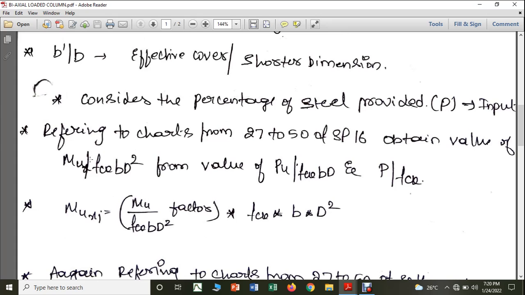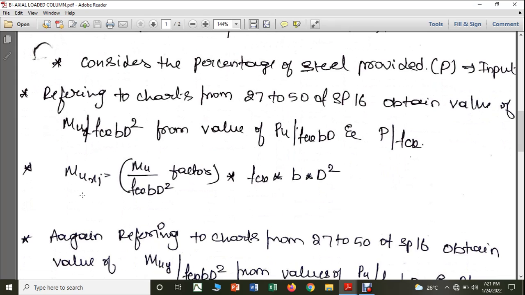Now once I get MUX by FCK BD square as some value, I will find out MUX1. How will I find MUX1? This MUX by FCK BD square value, what you got from the previous step, multiply it into FCK into B into D square. When you do that, you are going to get the MUX1 value for the corresponding percentage of steel that you have assumed.